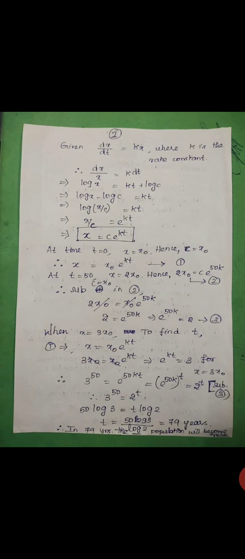It doubles in 50 years, as given. In how many years does it triple? We have to find the time here. For that purpose we have to find the value of t. Already in equation number 2, e^(50k) is 2.